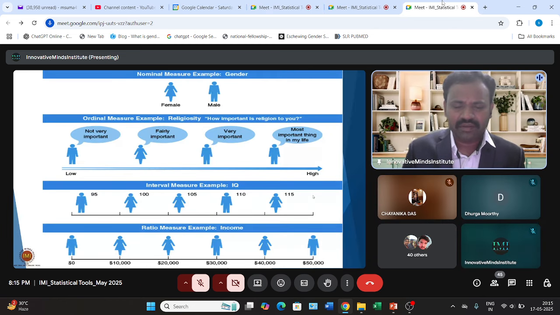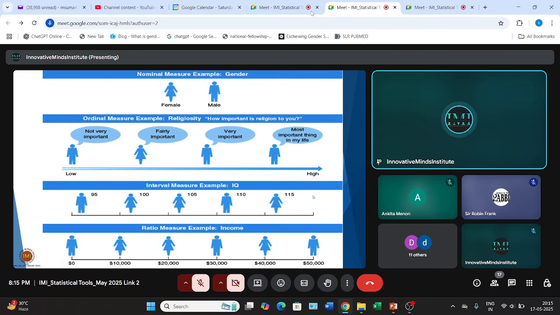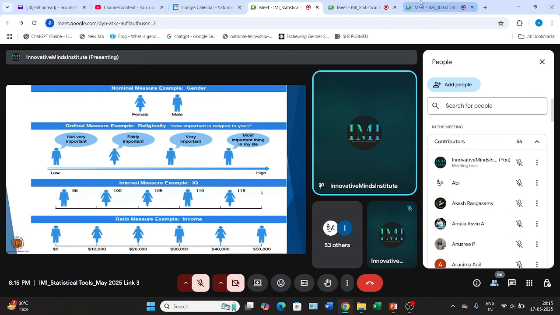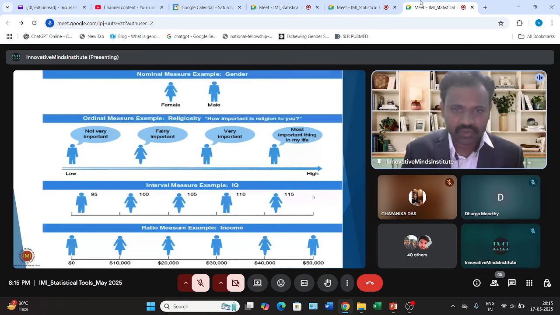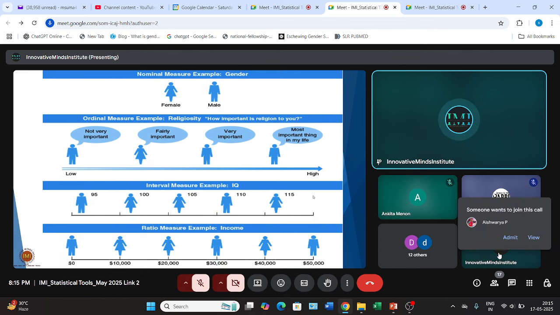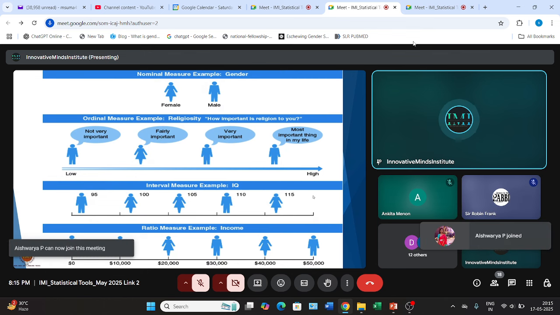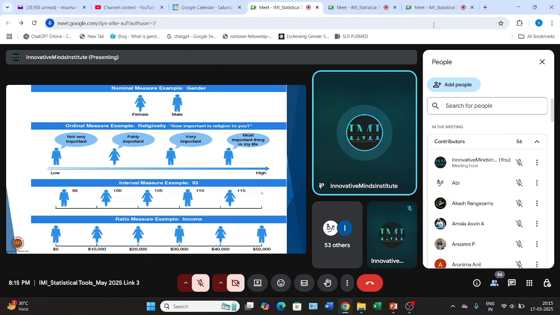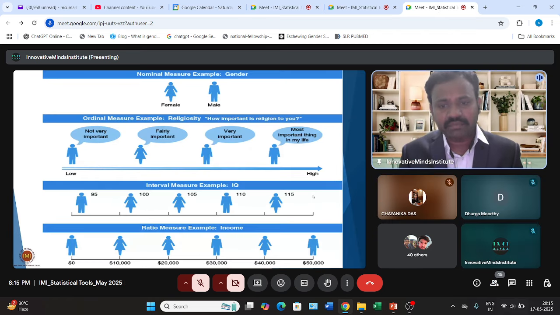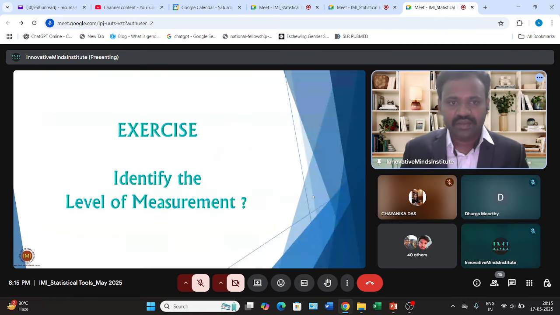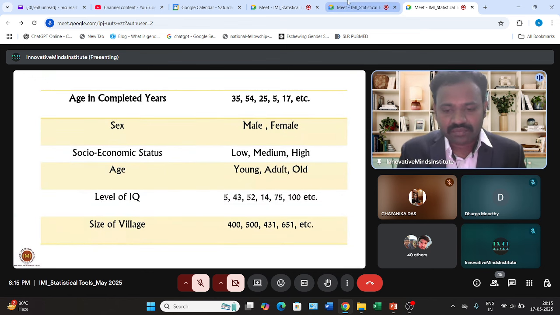Then scale variable. You can call it numerical. IQ level cannot be zero, right? Income can be zero. For elderly people, if they are not earning anything, income can be zero, right? Zero income, it has a meaning, right? So that's what. Yes, let's do some exercise.